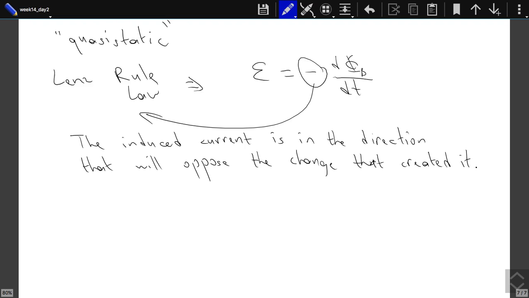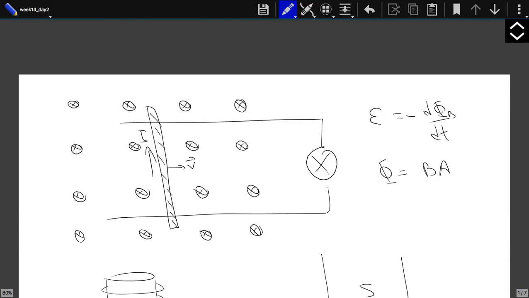So what does this mean? Let's go to our first example of the induced current. The rod is moving. So what is the cause of this induced current? Well, the motion of the rod. That is what creates the induced current. If the rod was at rest, then there won't be any induced current.